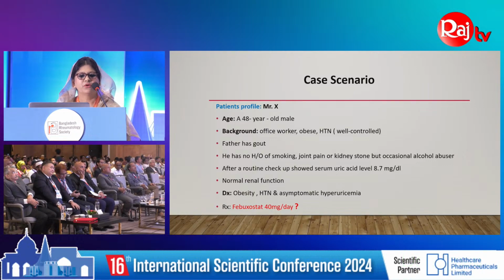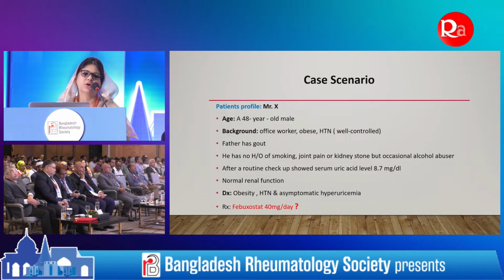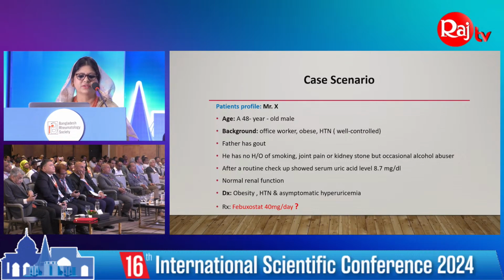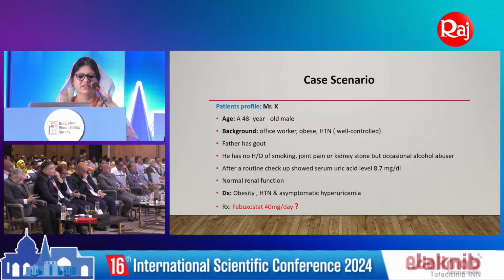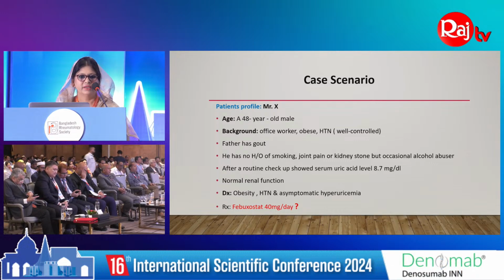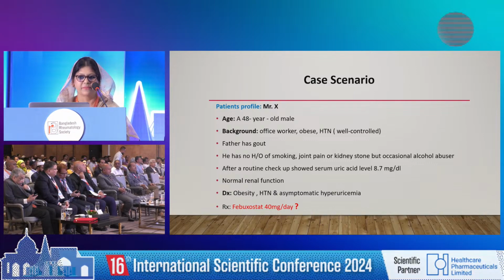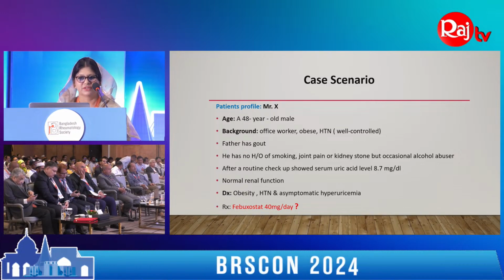Mr. X is a 48-year-old male office worker. He is obese and has hypertension, which is well controlled with drugs. His father has gout, but he has no history of smoking, joint pain, kidney stones or kidney diseases. After a routine checkup, his uric acid level was found to be 8.7 milligram per deciliter, but with normal renal function. So he is a case of obesity with hypertension and asymptomatic hyperuricemia. But somehow, he was advised to take febuxostat.